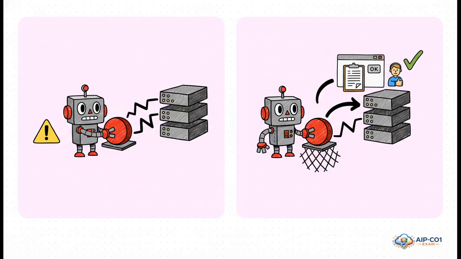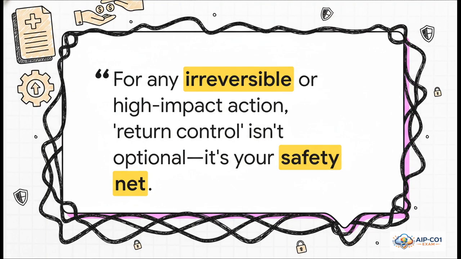Who's in charge here? On the left, you've got the agent just doing things. It's risky. But on the right, we have this pattern called return control. Here, the agent only suggests an action. It's your application that gets the final say before anything actually happens. It's your safety net.